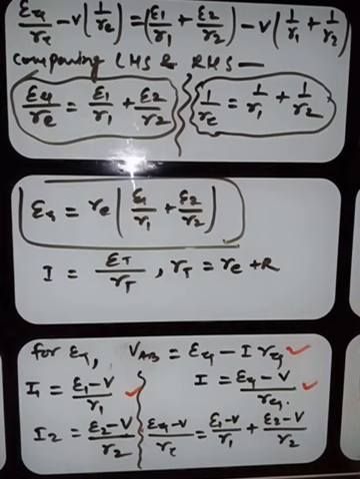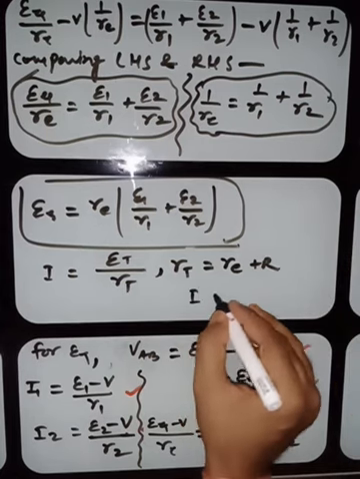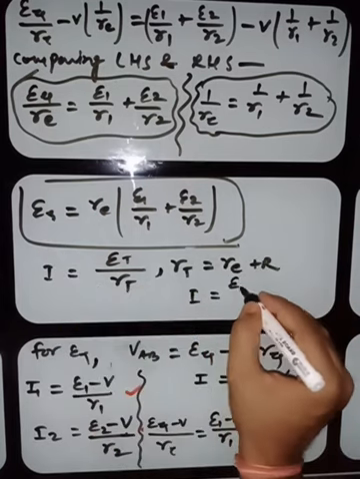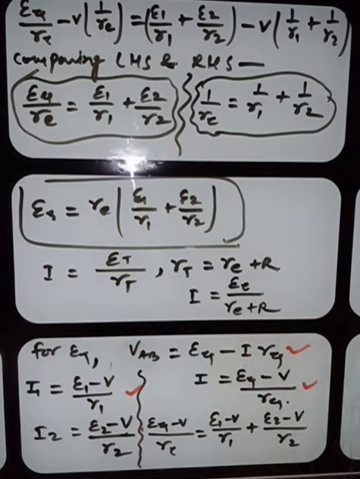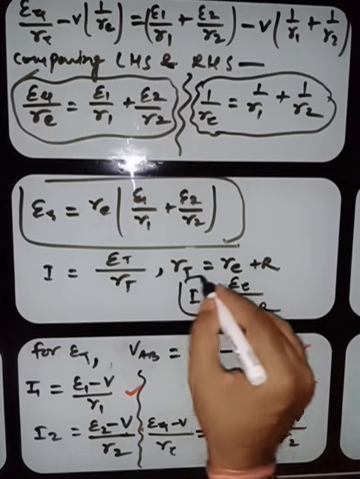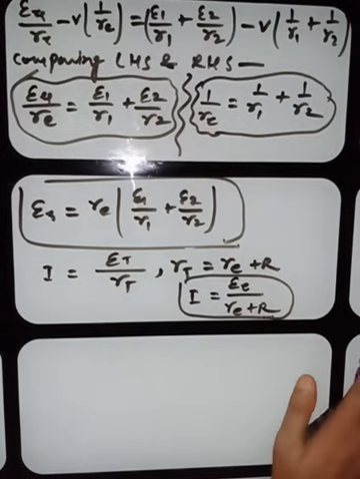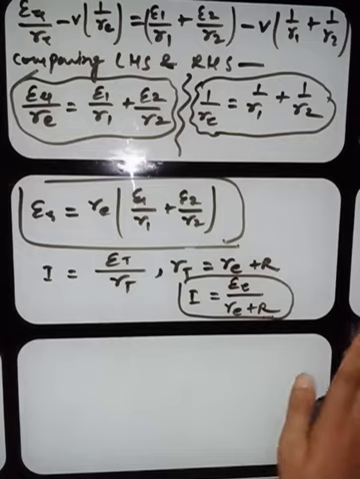I hope you are getting it. And what is E total? So E total is E equivalent. I is E equivalent by R equivalent plus R. This is the current in the network. So this is the parallel combination, my dear student. Can you note down here? Now we will solve a simple question and then we will proceed to the next, that is the mixed combination.